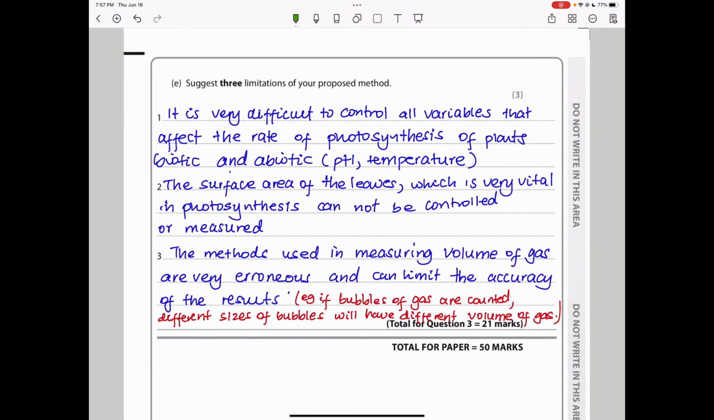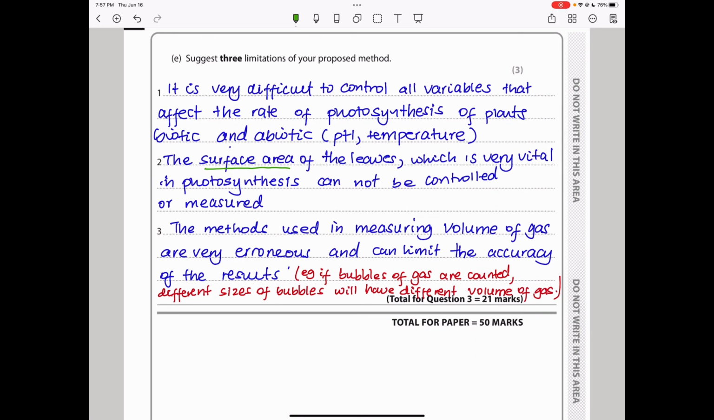Lastly, suggest 3 limitations of your proposed method. Here there are some limitations we could face. Like number 1, it could be difficult to control the abiotic variables, like pH and temperature, or there could be other factors that could limit the rate of photosynthesis that were not taken into account. Other thing is the surface area of the leaves, which could be vital in photosynthesis because they trap the light. So how can you control the surface area of the leaves? Because if some leaves have a wider surface area while others have a smaller surface area, those with a wider surface area will absorb more light, leading to more photosynthesis than the others.